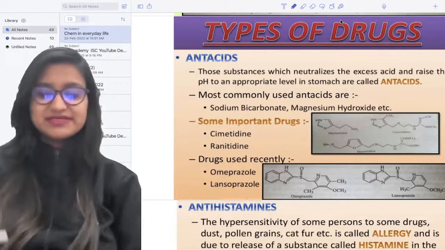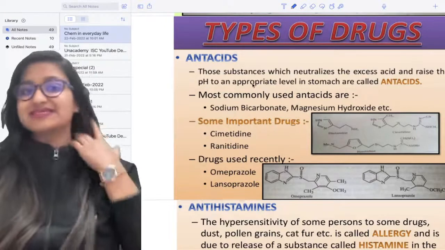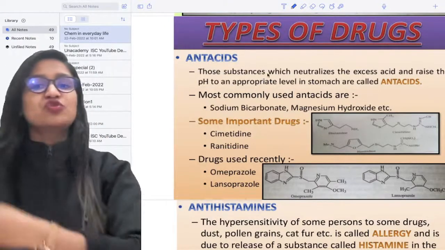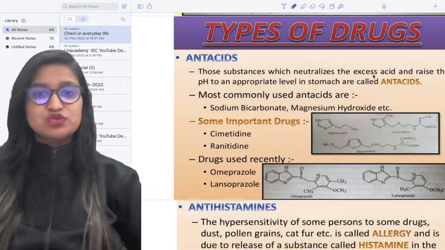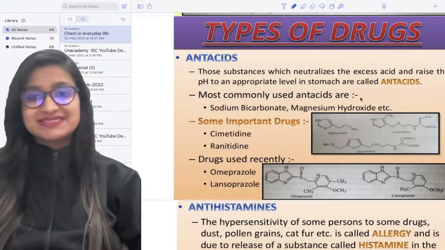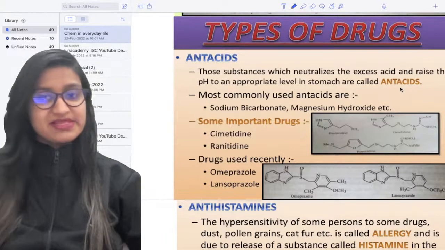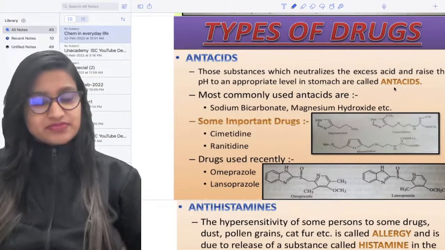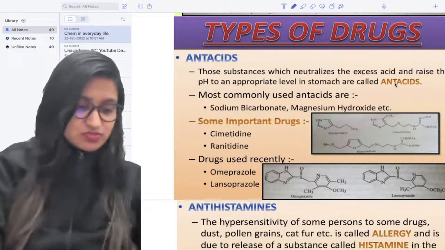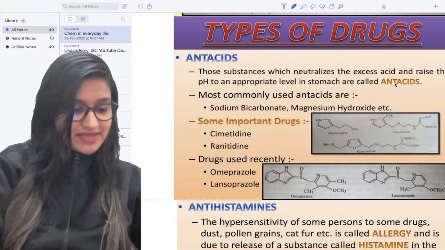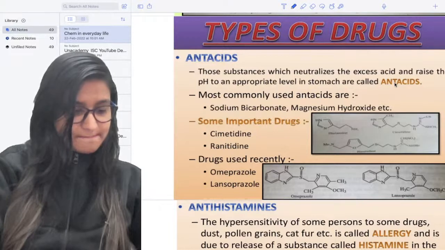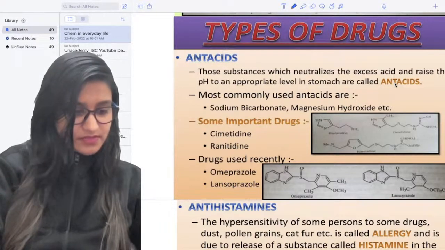So you can see here what antacids are. Those substances which neutralize the excess acid and raise the pH to an appropriate level in the stomach are called antacids. What do you call them? Antacids. Okay. Cool.